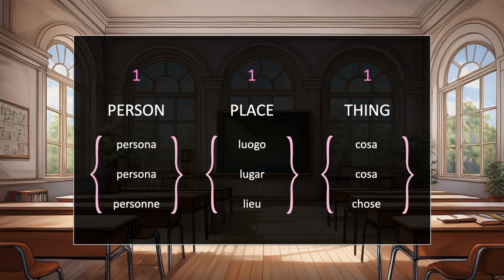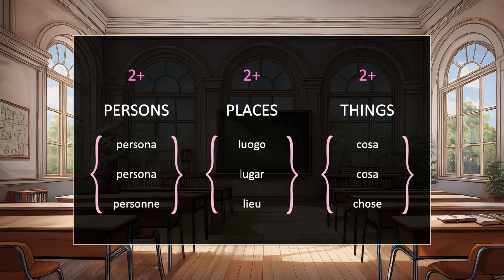Remember, a noun is one person, one place, one thing, two or more people, two or more places, or two or more things.